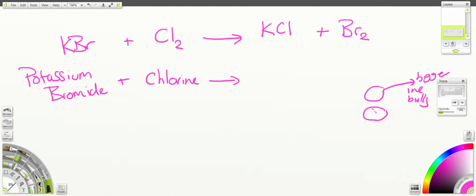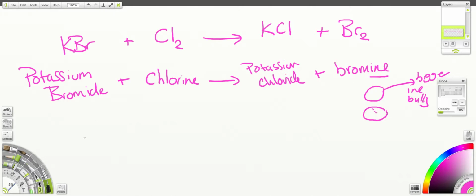So you've got your potassium chloride plus your bromine, and so this is going to form, if we look at the word equation, potassium bromide plus chlorine makes potassium chloride plus your bromine, because remember this is now diatomic, it's alone, it's called bromine now.